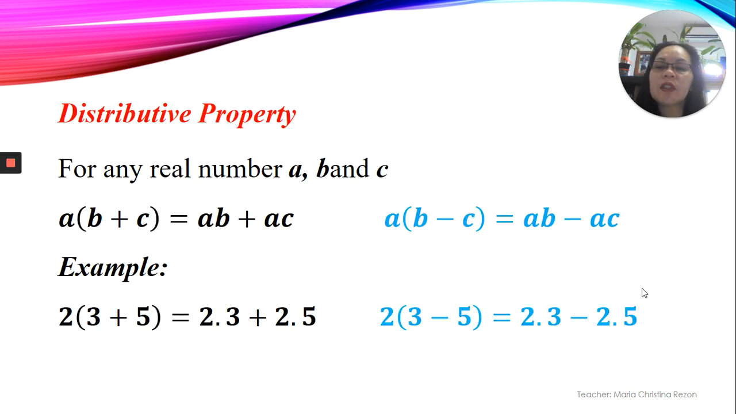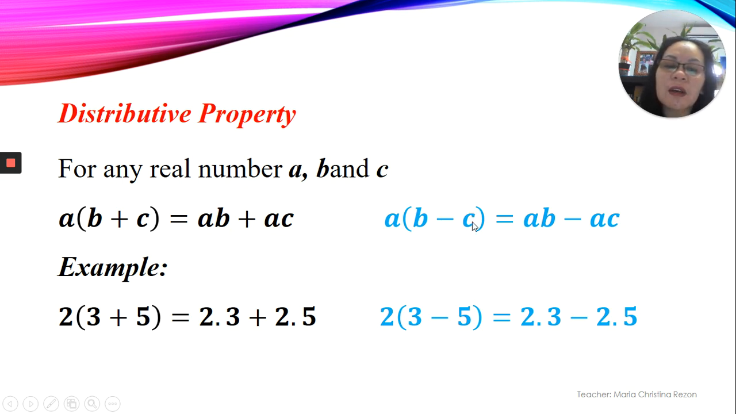And then you have the distributive property. For any real numbers a, b, and c, if you are going to distribute this, a times b plus c is ab plus ac. So you are actually distributing a to b and then a to c. That's why you have ab plus ac.